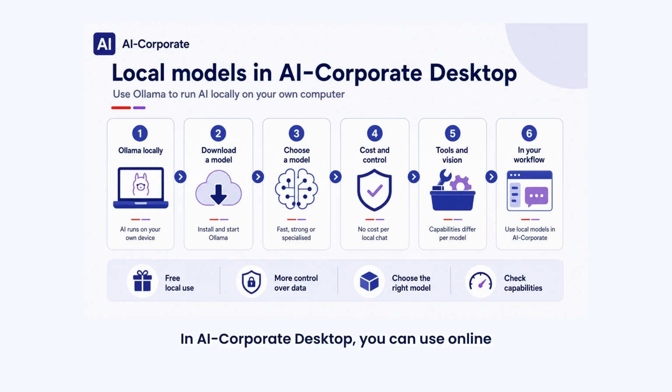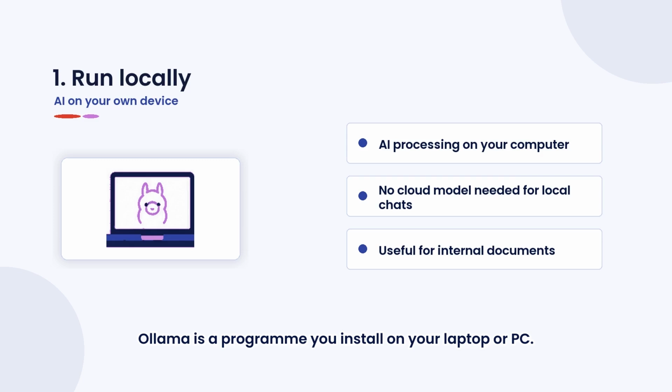In AI Corporate Desktop, you can use online models, but also local AI models through Ollama. That means AI processing can run on your own computer, inside your own workflow. Ollama is a program you install on your laptop or PC. It downloads AI models to your device and lets other apps, such as AI Corporate Desktop, talk to them. With local use, the processing runs on your own computer.